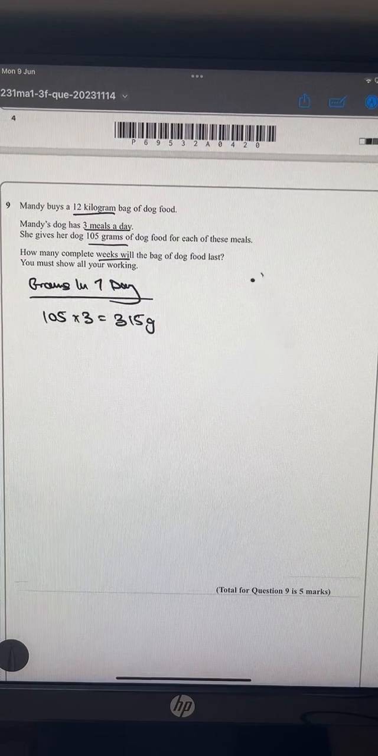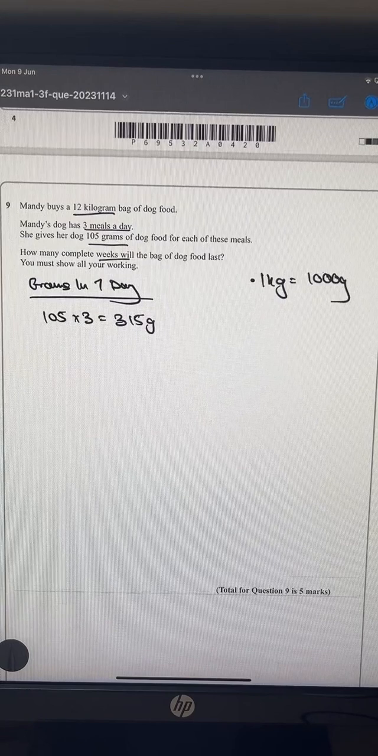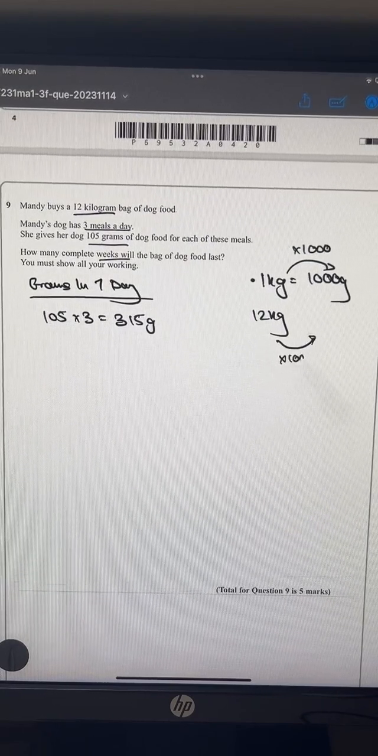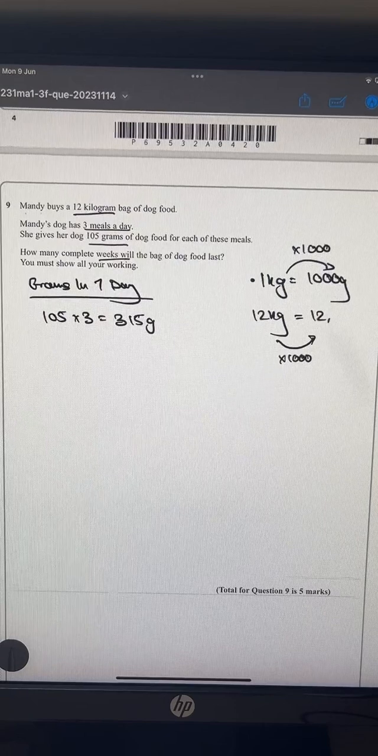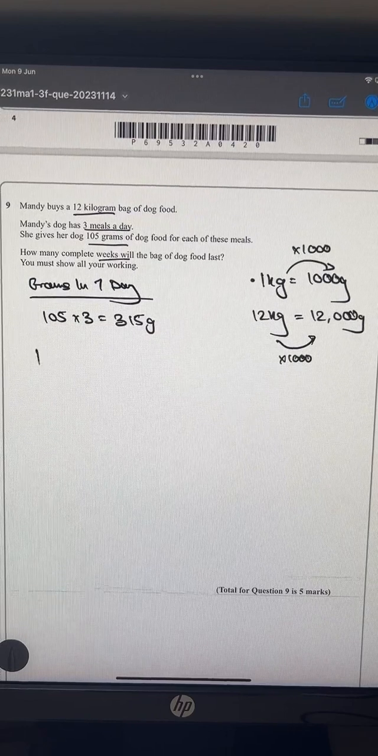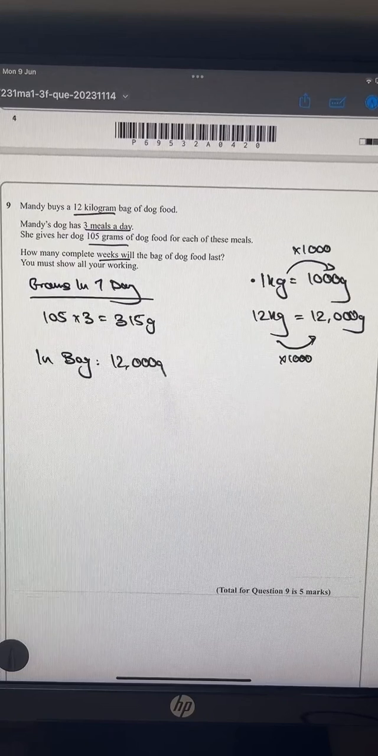But I knew that 1 kilogram is equal to 1,000 grams. So I have 12 kilograms, right? How am I getting from 1 to 1,000? What am I doing? Multiplying it by 1,000. So to get from 12 kilograms to grams, I'm also going to just multiply by 1,000. So that's equal to 12,000 grams. All right, you see how we did the conversion? So that is how many grams is in the bag. So in the bag, I have 12,000 grams.